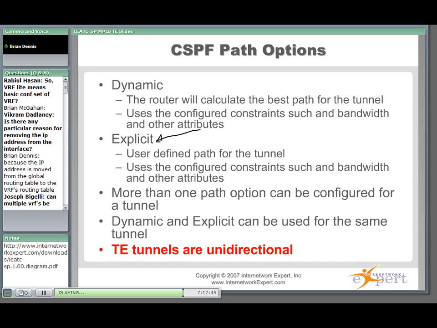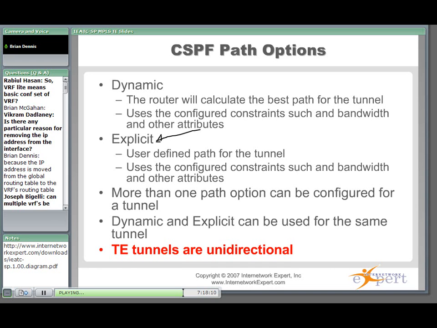In the implementations that you see out there using dynamic paths, by default, when traffic engineering tries to determine the best path through the network, it uses what's called a weight. That weight is based off of the IGP metric for the link. So it's going to choose the least weighted, or the least cost path, the one with the least weight.